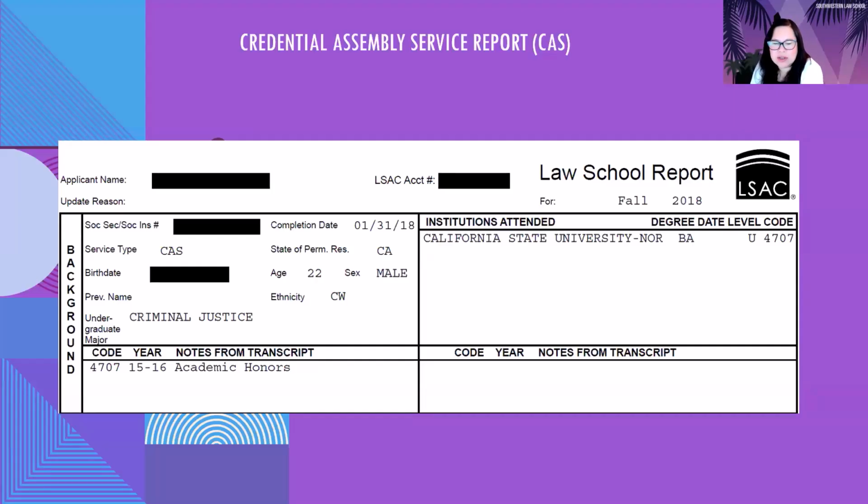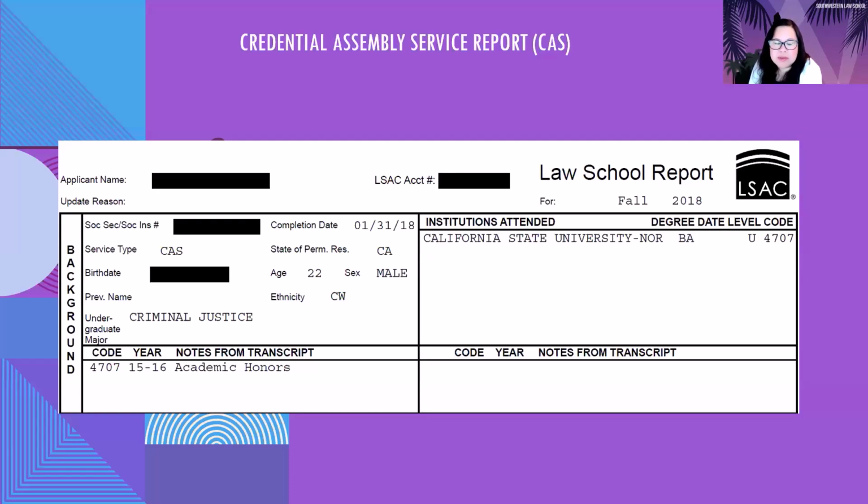This would be all of your undergraduate colleges, universities, community colleges, etc. And then there's the notes from transcripts. So there's academic honors. It could also say academic dismissal, academic probation. It could say financial obligation, whatever those literal notes are from the transcripts, this is where it would show up.